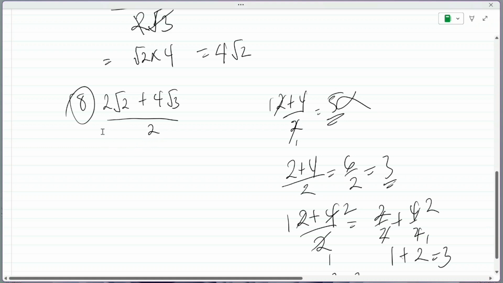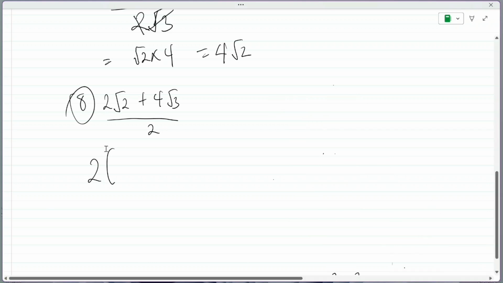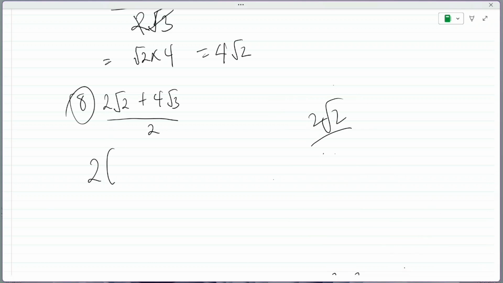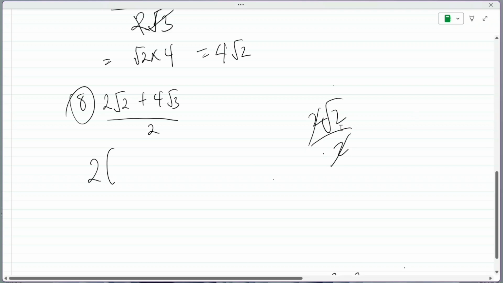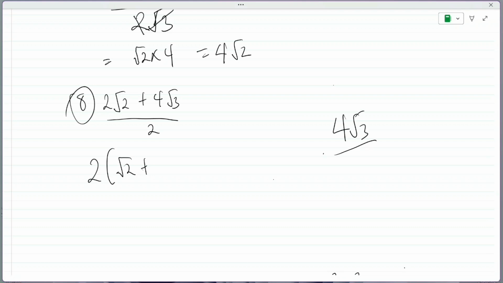So in this case, let's factorize. We have 2 into root 2 and 2 in 4 root 3. That means you can find 2 here and you can find 2 here. That's 2 times 2. You take out the 2. After taking out this 2, you have to divide this 2 root 2 by the 2 you took out. So 2 root 2 divided by 2, the 2 will cancel out. You'll be left with root 2. So you have root 2 here plus behind we have 4 root 3 divided by 2.